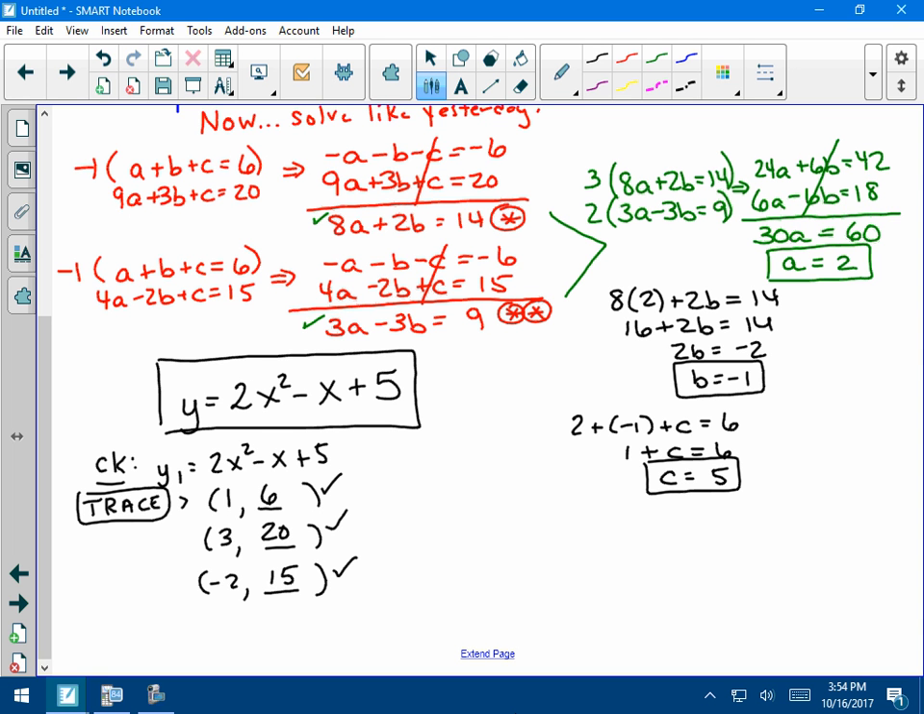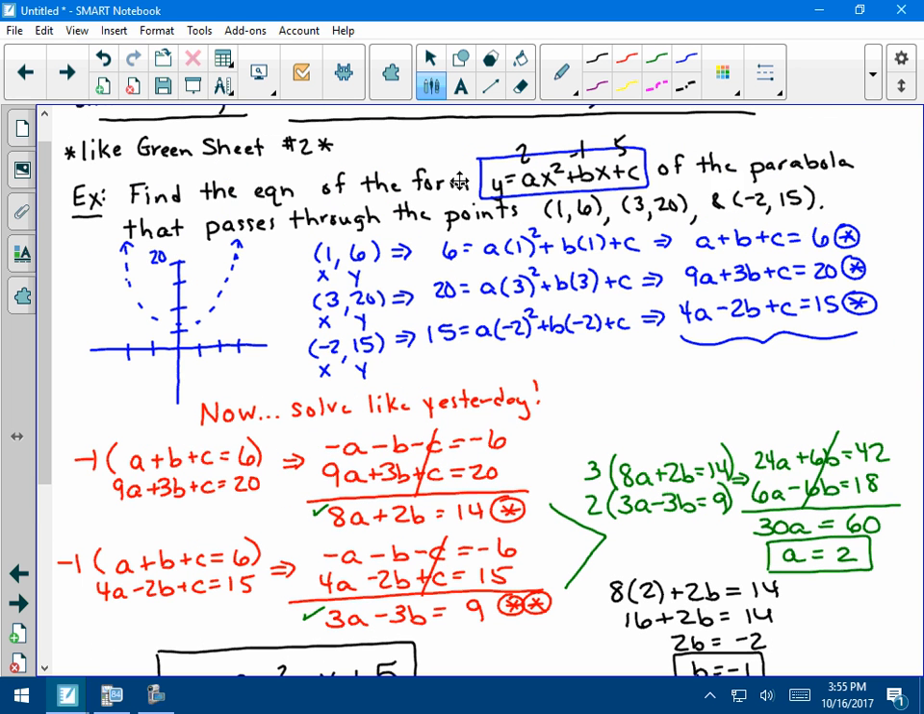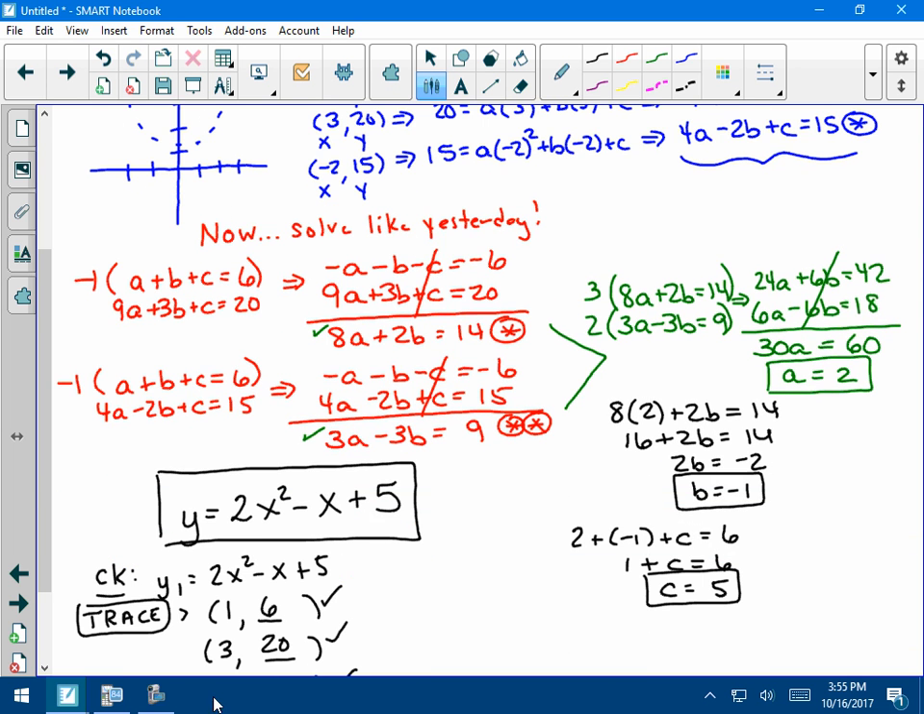Okay, so again, that's very similar to a question that's on your green sheet. If you look at number 2 on your green sheet, same setup, except it's the equation of a circle instead of a parabola. We do the exact same process, get your 3 equations, and then do one of these problems out.